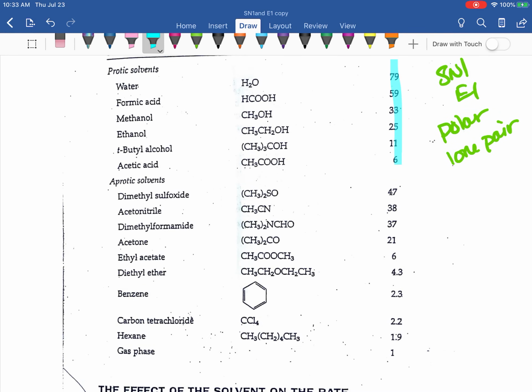I'm going to go ahead and include a couple more just for fun. Sulfurs can work, but mostly we're going to have alcohols, waters, and acetic acids.